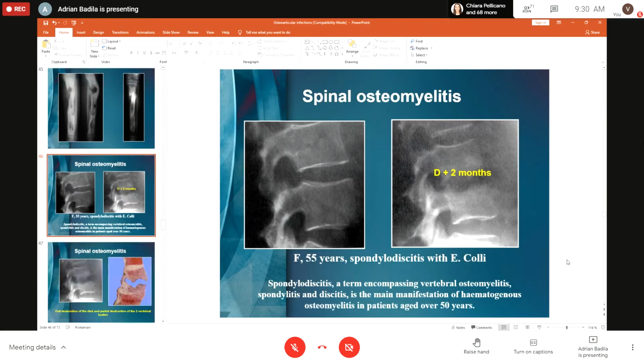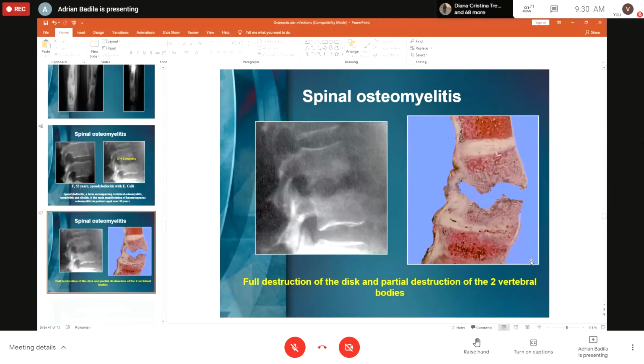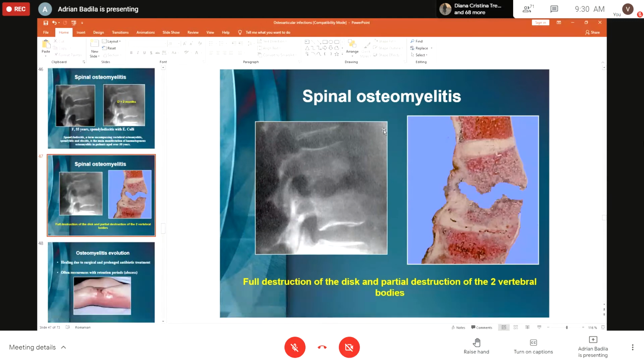Another case with spinal osteomyelitis in an older female of 55 years old, spondylodiscitis with Escherichia coli, and after antibiotherapy for 2 months. The spinal osteomyelitis will evolve towards full destruction of the disc and partial destruction of the two adjacent vertebral bodies.